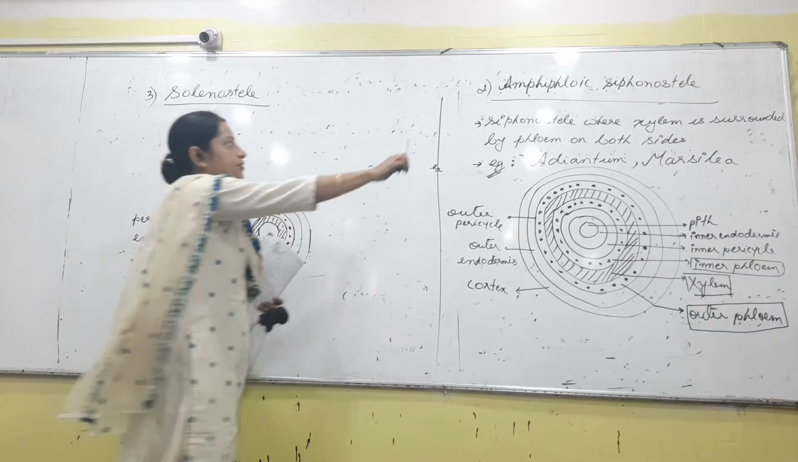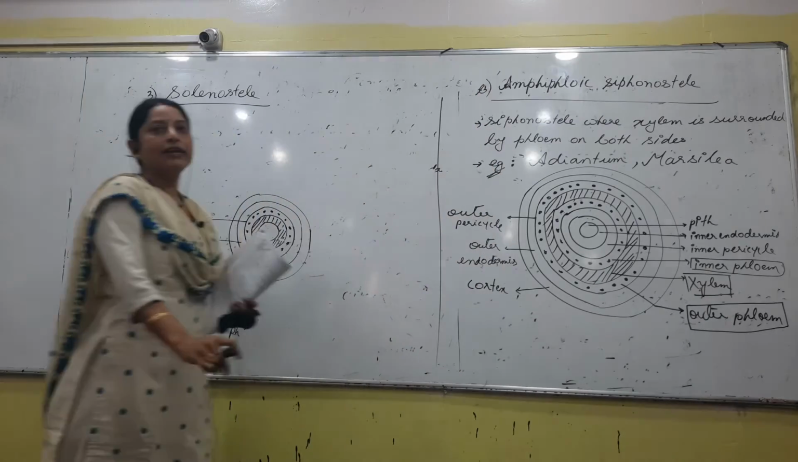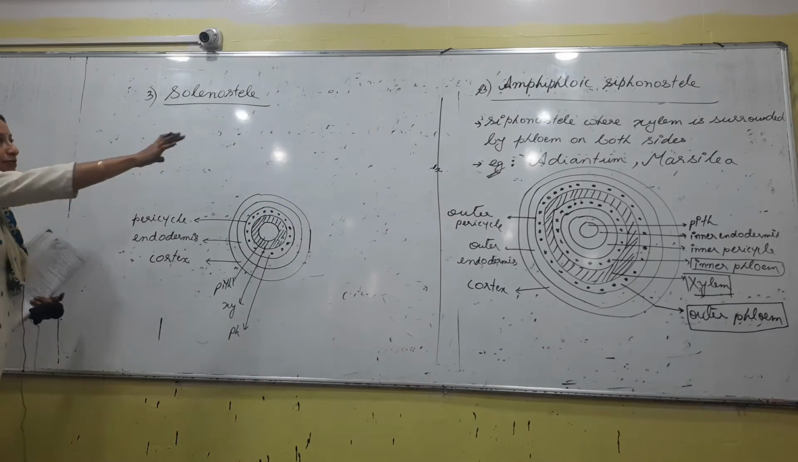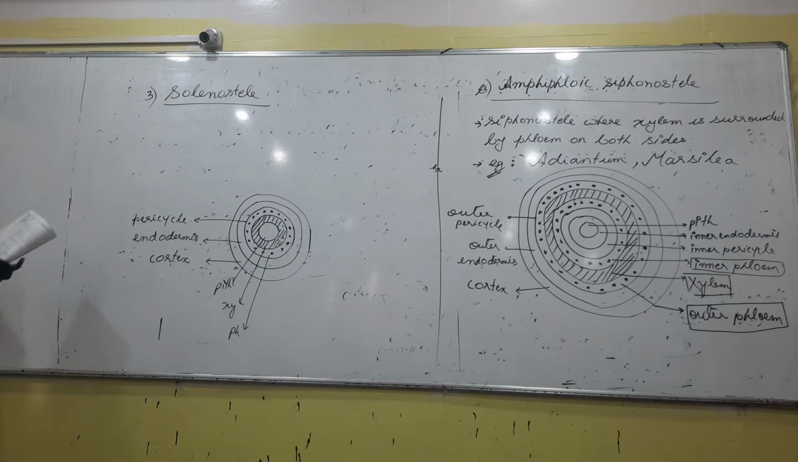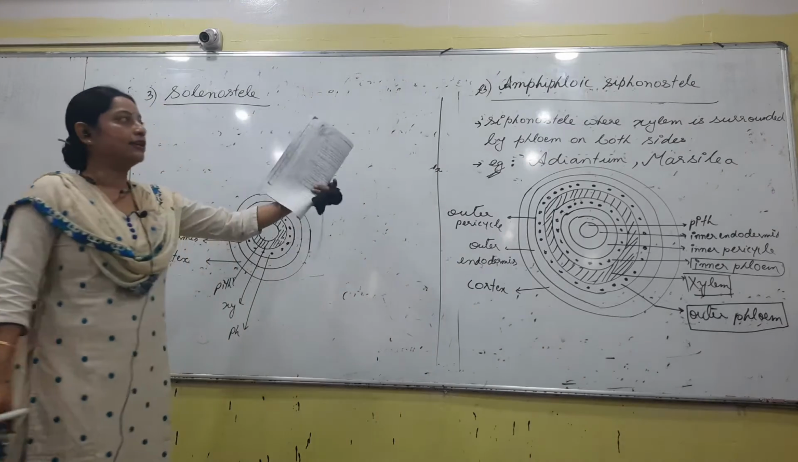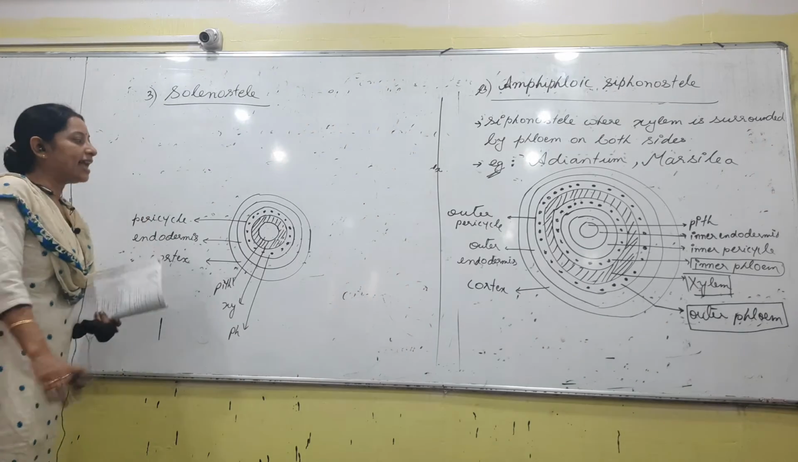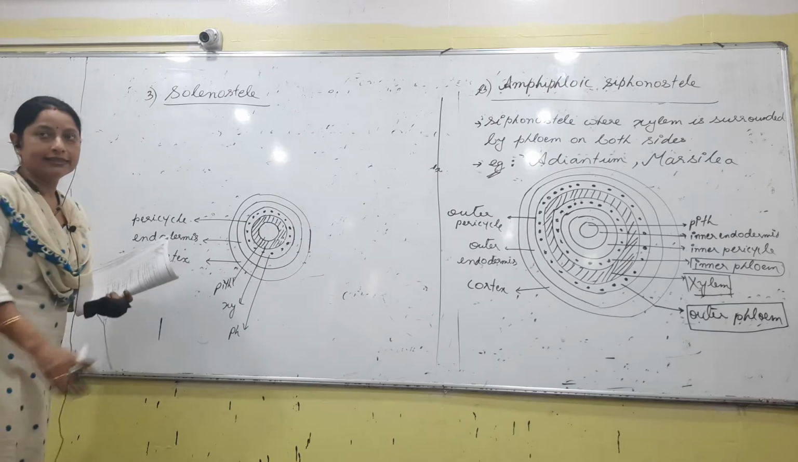If this is confusing, do one thing: write this as B, ectophloic as A and amphiphloic as B. You might be thinking that after amphiphloic, how did second and third come? This is a different type of stele, right? First was Protostele, then Siphonostele, and next we have Solenostele. This is not a part of Siphonostele. So write ectophloic Siphonostele as A and amphiphloic as B, then there is no confusion.